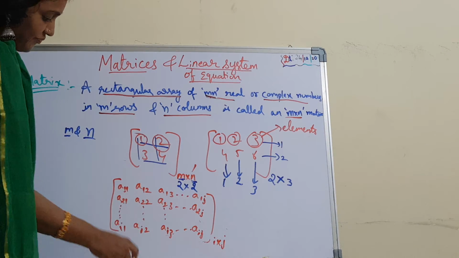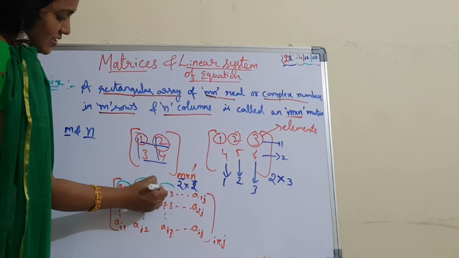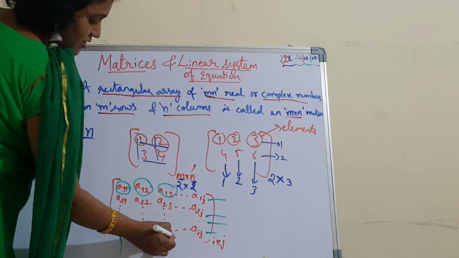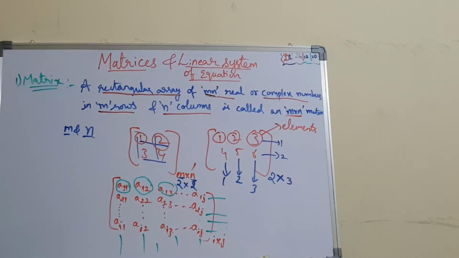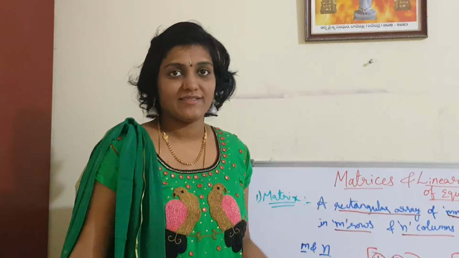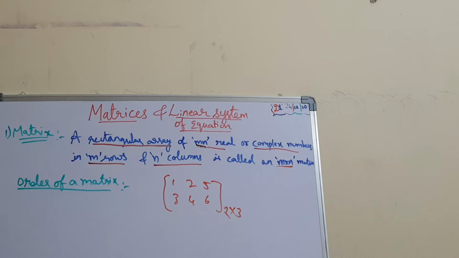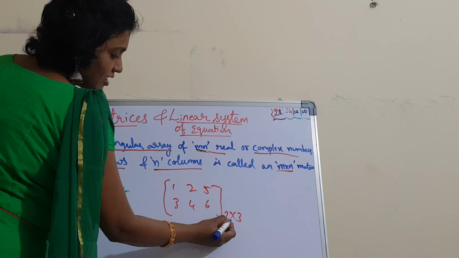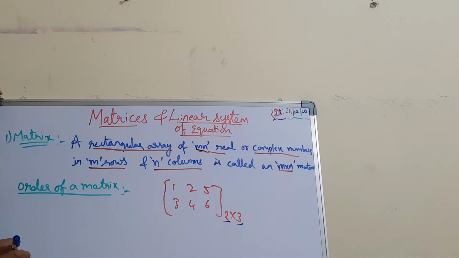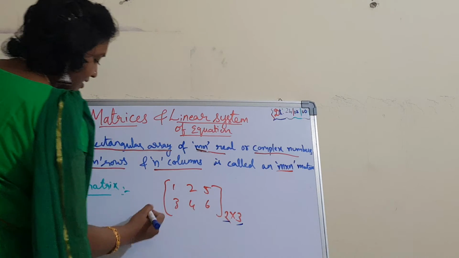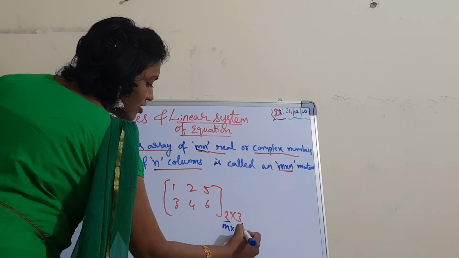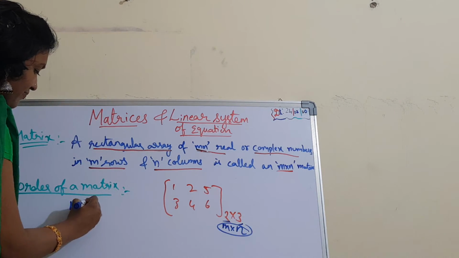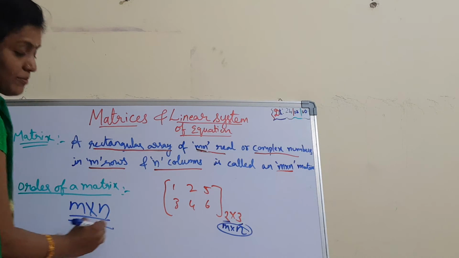Here these are all called elements. These are called rows and these are called columns. I think you have understood what a matrix is. In this example, how many rows? 2 rows and 3 columns. It is in the form of m by n, m rows and n columns. This is called the order of a matrix. m by n is called the order of the matrix.